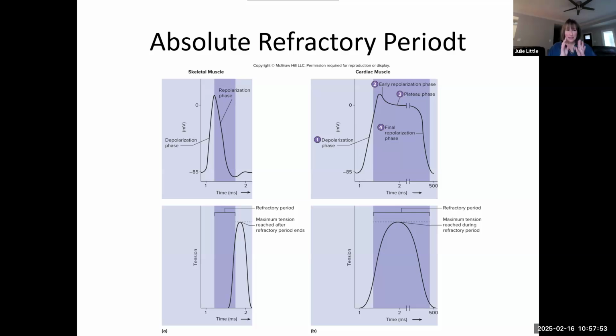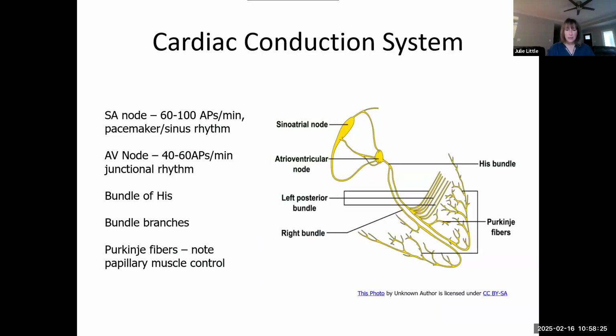But this time I'm going to really say the absolute refractory period. It's important. Here in skeletal muscle or in neurons, this is the absolute refractory period as I see it, and it's short. Over here, look how long this refractory period is, and that is due to the calcium, the plateau phase of the actual action potential. Okay, we'll get to the cardiac conduction system. This is going to be a lecture on the autorhythmic cells in the next lecture.